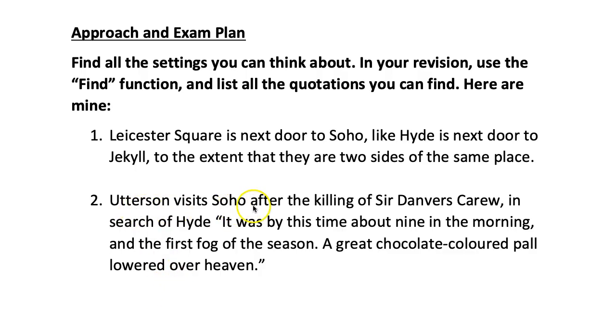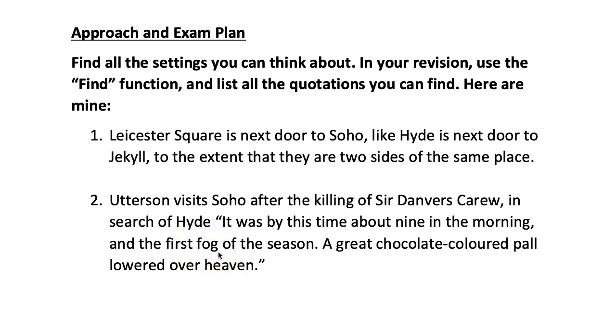Right, Utterson visits Soho after Hyde's killed Sir Danvers Carew, because you remember Hyde gave him his address. And this is what he says. It was by this time about 9 in the morning, and the first fog of the season, a great chocolate-coloured pall lowered under heaven. So here, the area of Soho is supposed to be sinister and disgusting, which is why it's covered in fog. And that also links with the personality of Hyde, who wants to stay hidden, and therefore geographically the area is also hidden.